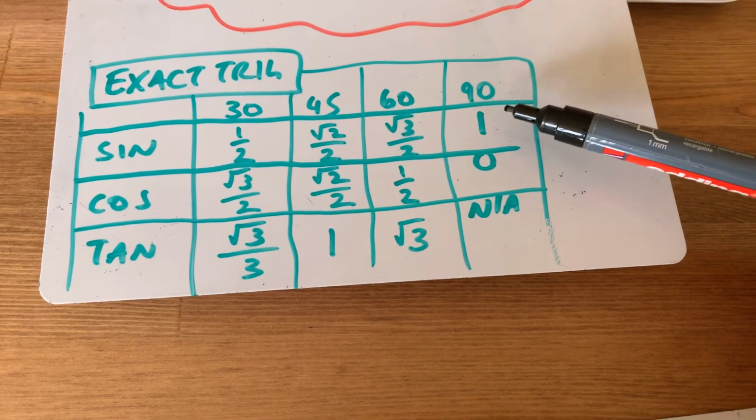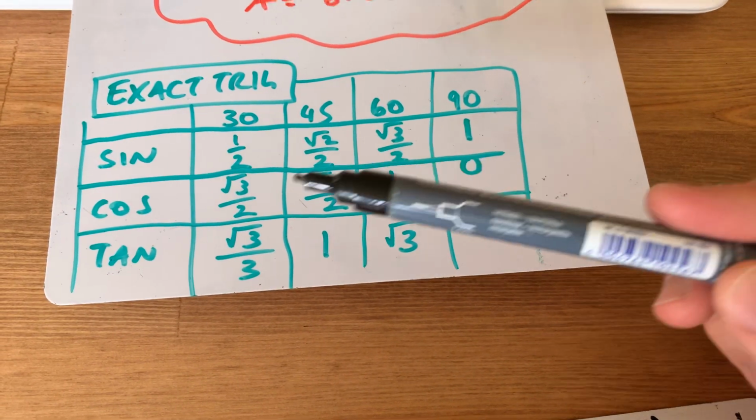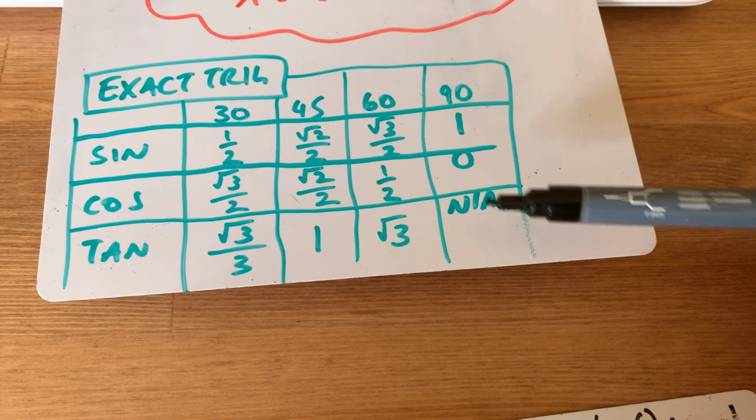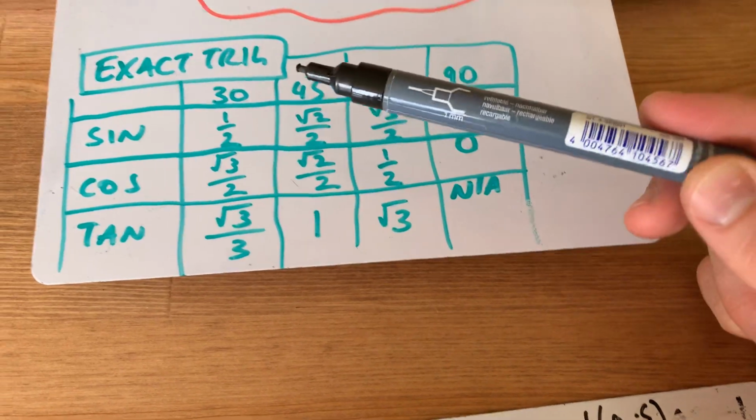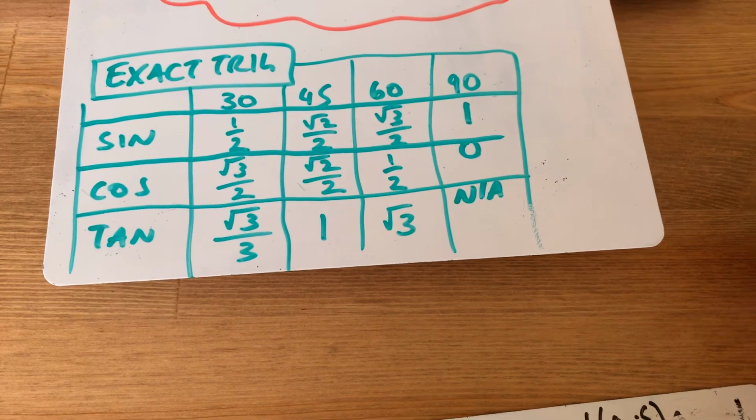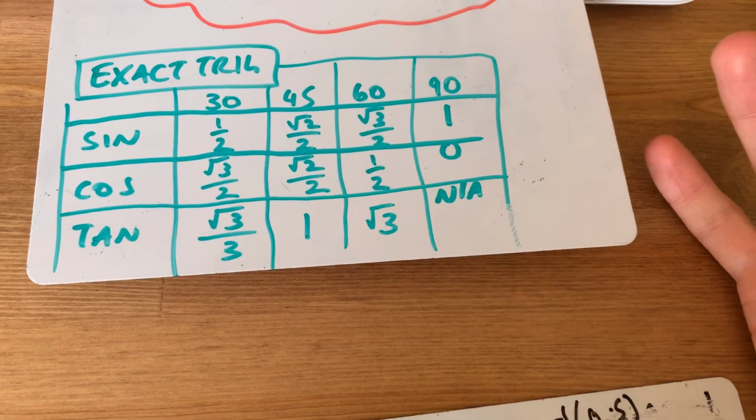Sin 90, we already knew as 1. Cos 90, we already knew as 0. Tan 90 we already knew was not applicable. Okay, it's not possible to do tan 90. So these ones are really straightforward, but we are going to have to learn exact values for these other questions.